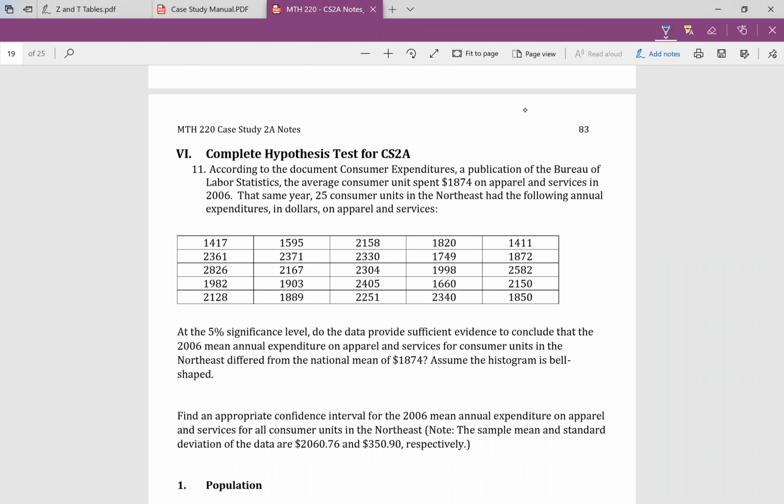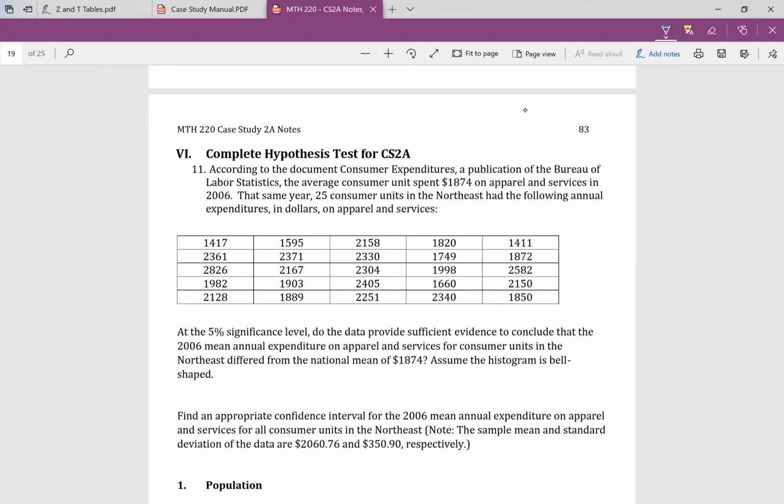Hello class, welcome to Case Study 2A Notes Part 5, where we're going to look at a complete hypothesis test for Case Study 2A. This is going to be the last video. I'm going to try to keep it short. Going to go through one example of a hypothesis test from start to finish. We also have our Case Study 2A that we've completed as an example from start to finish. And then I also have two examples after this, 12 and 13, that you can also practice going through.